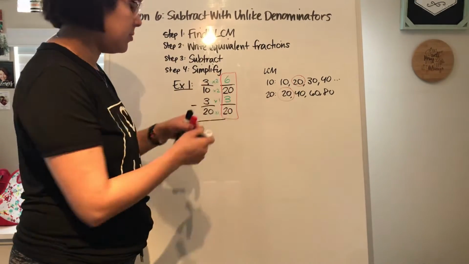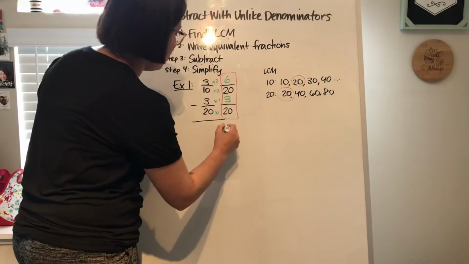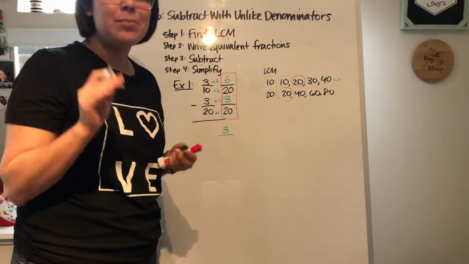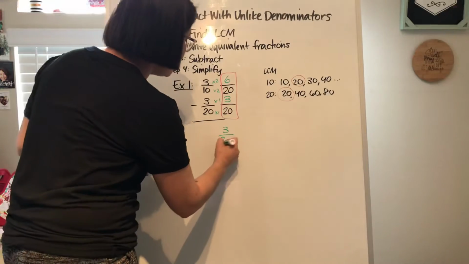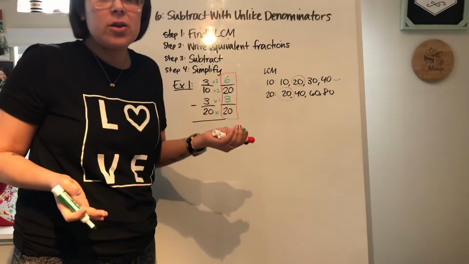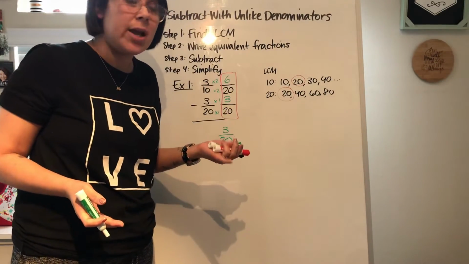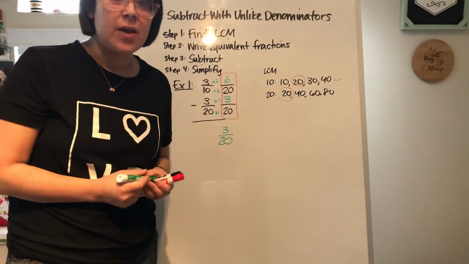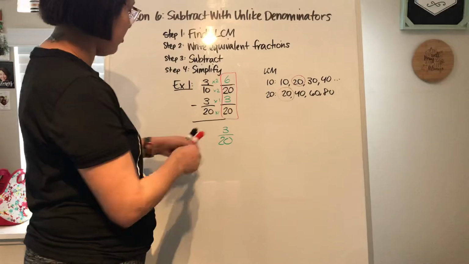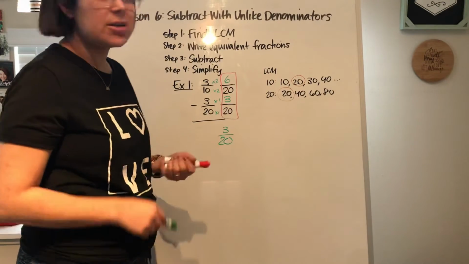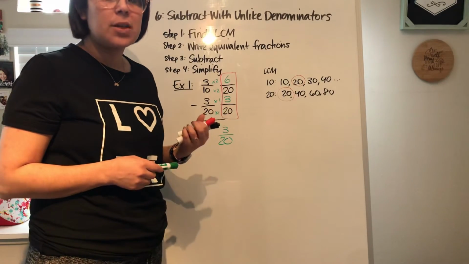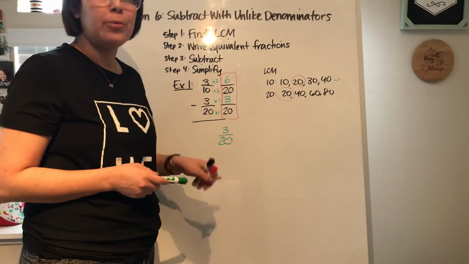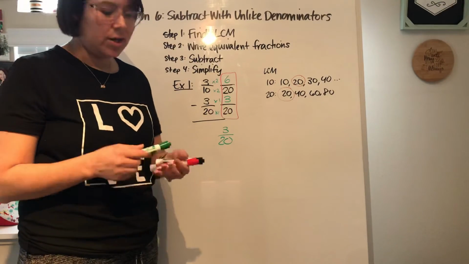6 minus 3 is 3, and keep the same denominator. We did all that work in order to figure out the same denominator. You don't want to change it now. So I have 3 over 20. Step 4, simplify. Am I done? 3 over 20. Is there a greatest common factor that I can divide by? No. So I'm done. 3 over 20.